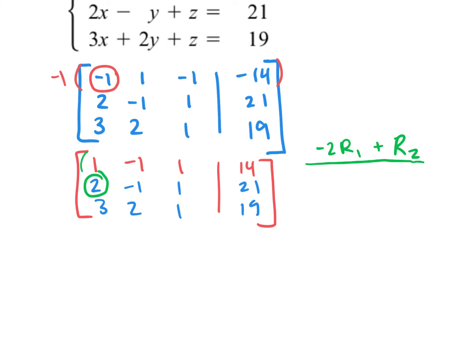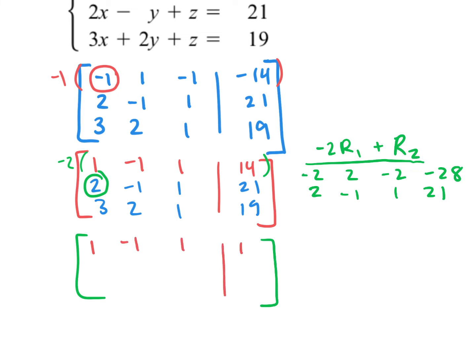So multiplying the first row by negative 2 gives us negative 2, 2, negative 2, and negative 28. The second row stays the same, so that's 2, negative 1, 1, and 21. So then it's 0. Our first row stays the same. And then whatever we get here is going to be our new second row. 0, 1, -1, -7. Perfect. So the new second row is 0, 1, -1, -7. Third row stays the same.